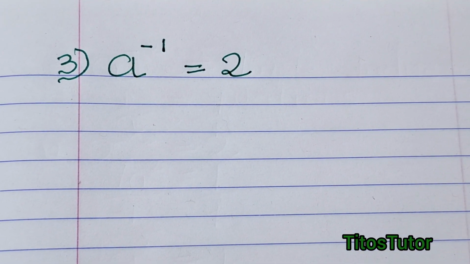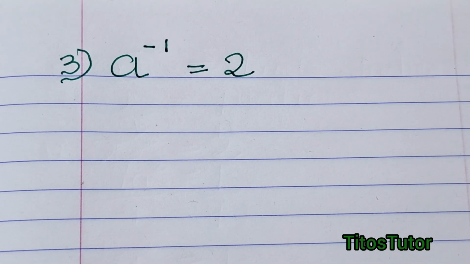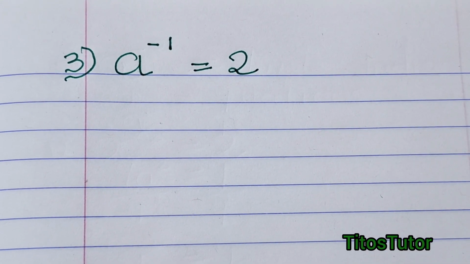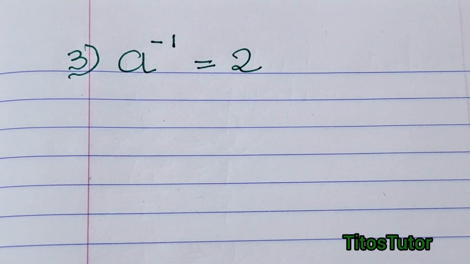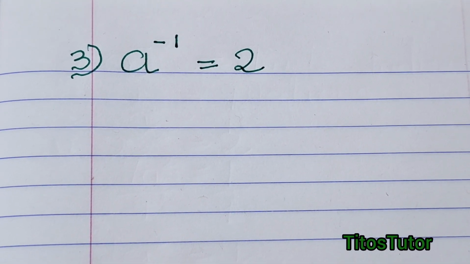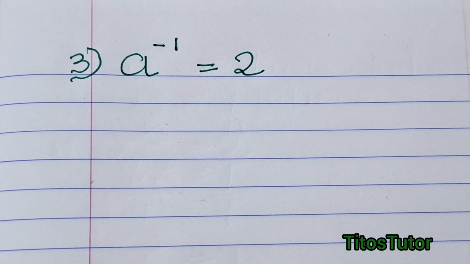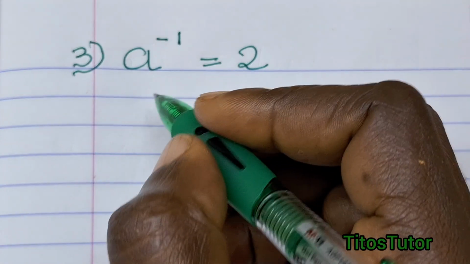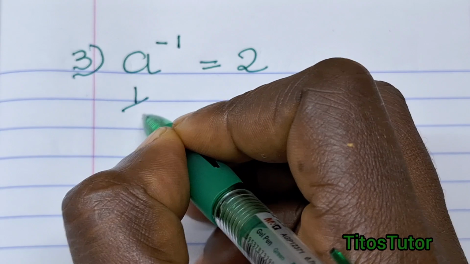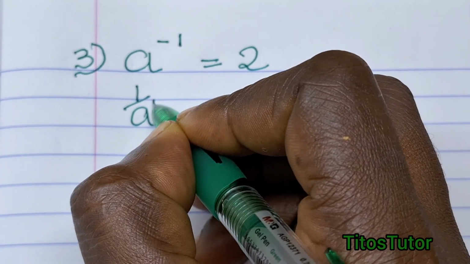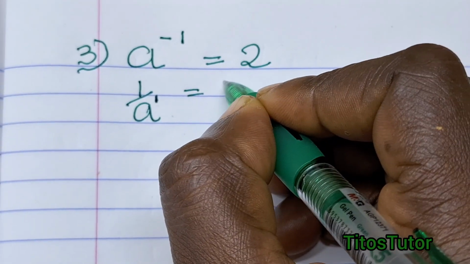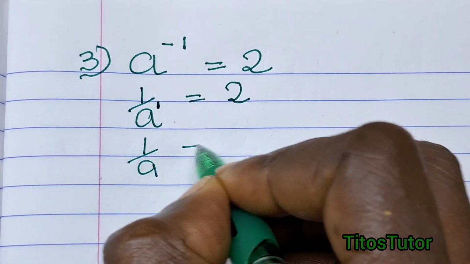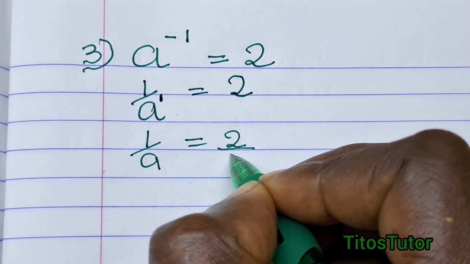Question 3. Question 3 says a raised to the power of negative 1 is equal to 2. So this is negative indices. And negative indices says that you should find the reciprocal of a and the negative disappears. Reciprocal of a is 1 over a raised to the power of 1, which is the same as just 1 over a is equal to 2 over 1.